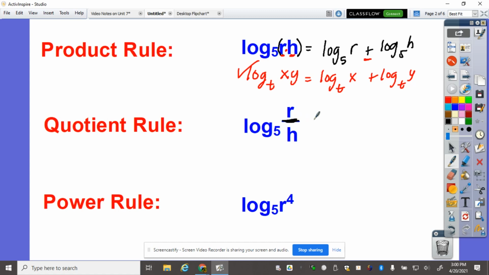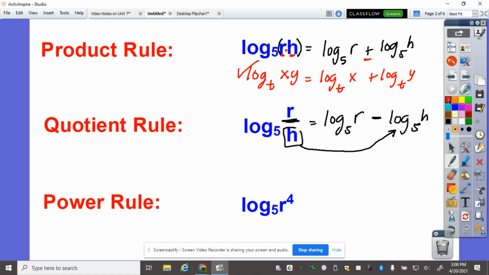Now, quotient rule. That means when you're dividing. When you're dividing, you can write it as log of r to the base of 5 minus log of h to the base of 5. If you notice, the denominator here, which is h, had a minus or a negative in front of its log.